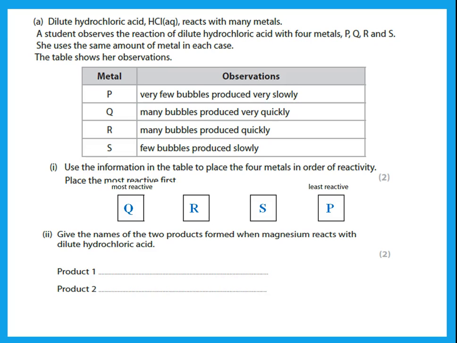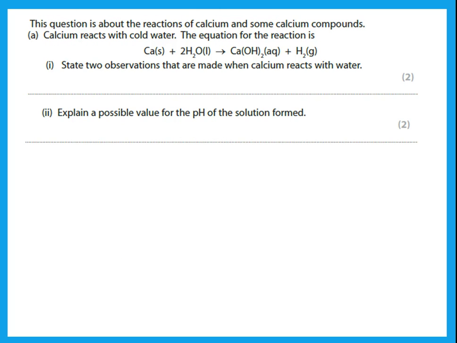Give the names of the 2 products formed when magnesium reacts with hydrochloric acid. Again, when you react magnesium with hydrochloric acid, which products do you expect? Magnesium chloride plus hydrogen. This equation is about the reaction of calcium and some calcium compounds. Calcium reacts with cold water. And we said anything that reacts with cold water will give hydroxide plus hydrogen. So state 2 observations that are made when calcium reacts with water.